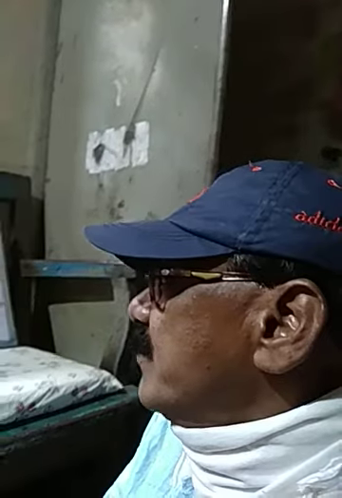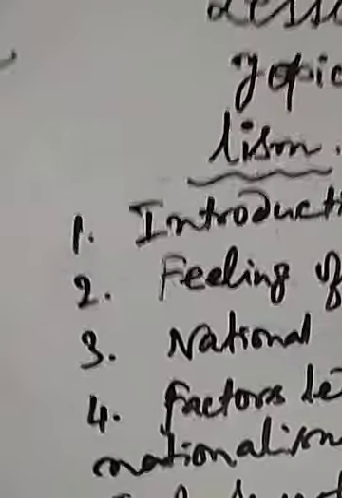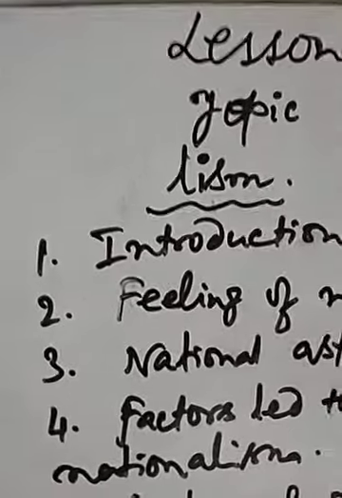Lesson number 13, topic: Rise of Nationalism. Here there are some points. As per the following points mentioned on the board, I am going to teach it. Number 1, introduction. Rise of nationalism. Next, feeling of nationalism. Third point, national aspiration. Fourth point, factors that led to the growth of Indian nationalism. Number 5, a sense of oneness formed.